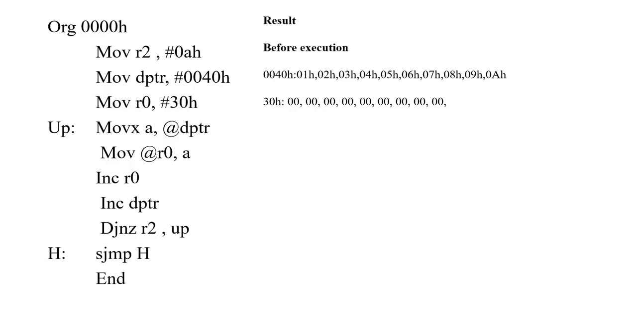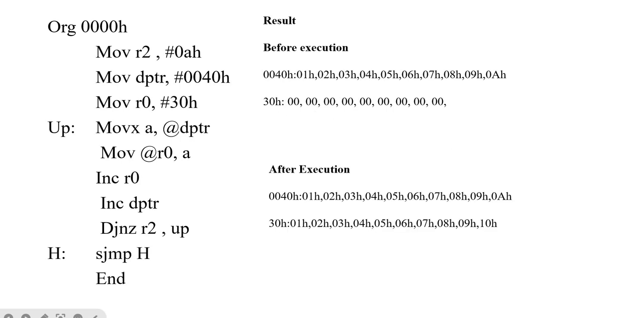So here these are the values we will be using as input before execution. At memory locations 0040H to 0049H we have this data, and at 30H initially we don't have any data, all are 0. Then after execution, the data which was present at 0040H will be copied to the internal RAM locations 30H to 39H.